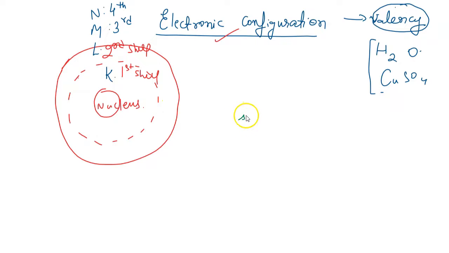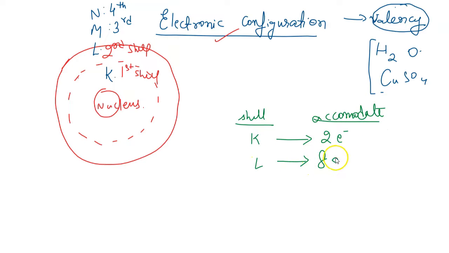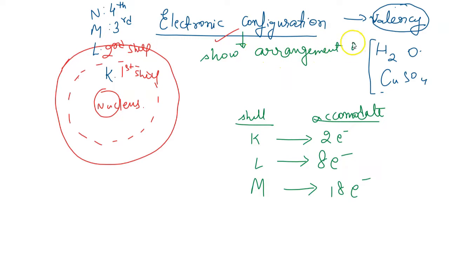So you must remember that K shell can accommodate only 2 electrons. L shell can accommodate 8 electrons. M shell can accommodate 18 electrons, right? But it is also to be noted that while talking about electronic configuration, we mean to show the arrangement of electrons in different orbits or different shells.